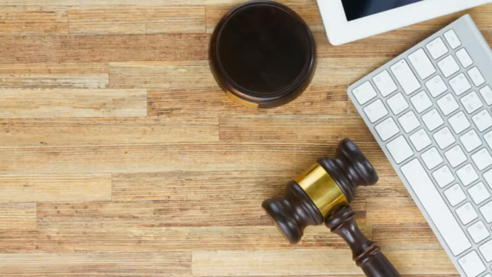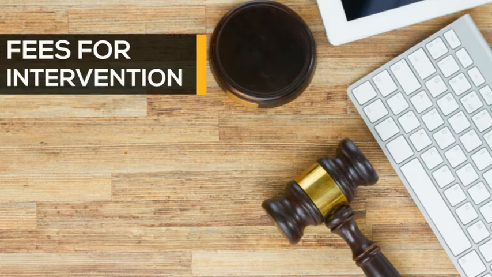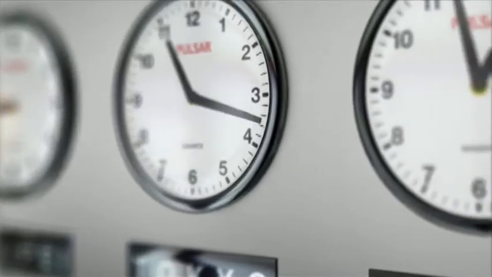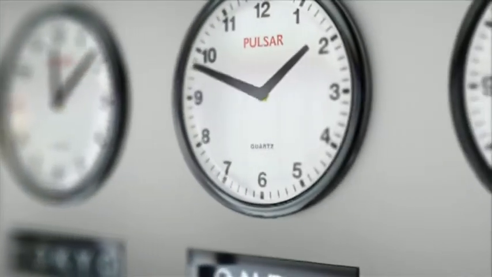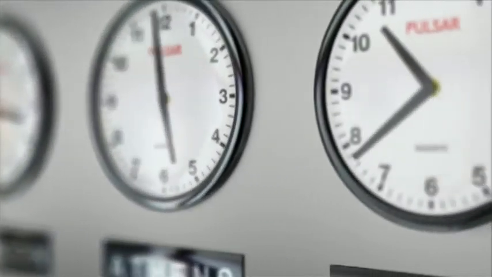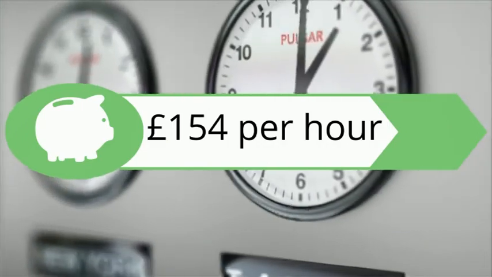We've also got to be aware that in criminal situations, such as the Health and Safety Executive, there could be fees for intervention applying. So if a business is found to be in what's called a material breach of health and safety law, the business will have to pay for the time it takes HSE to identify that breach and help it put things right. And currently this is around £154 per hour.